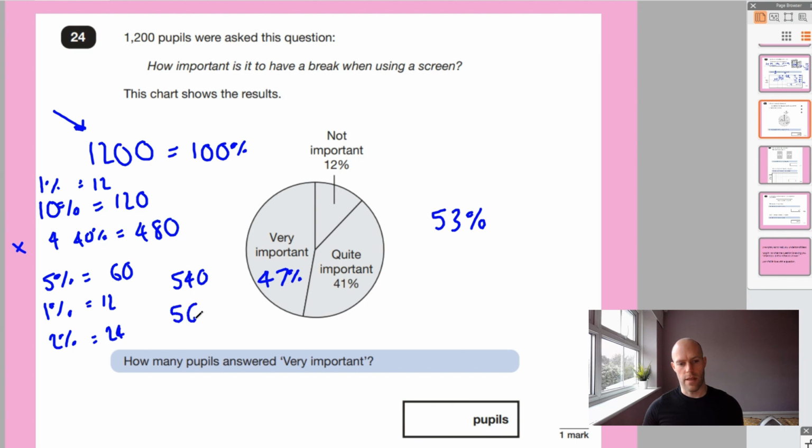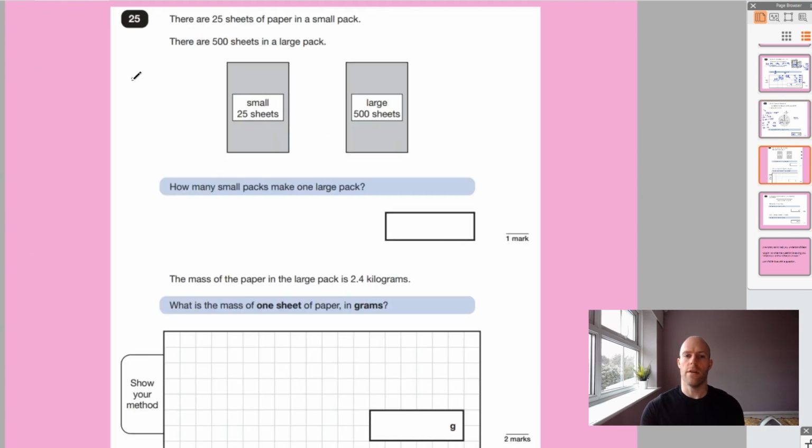Makes 564 pupils. 564 pupils. Checking that in my mind, 1,200. We're looking for something that's less than half of that. Yeah, that's about right, 564. Good job. There are 25 sheets of paper in a small pack. There are 500 sheets in a large pack. How many small packs make one large pack?